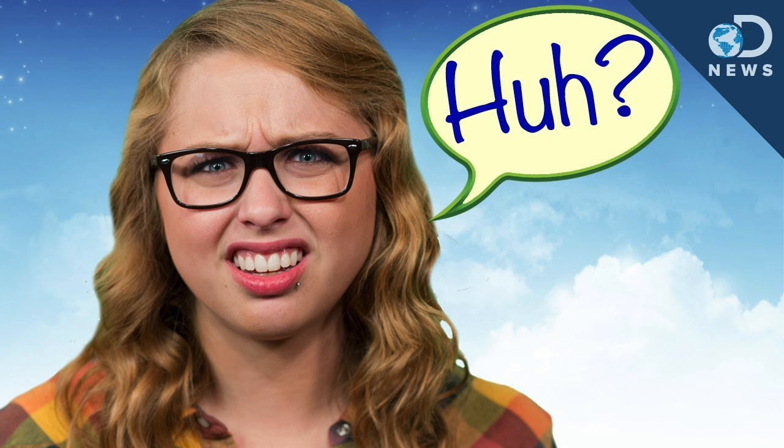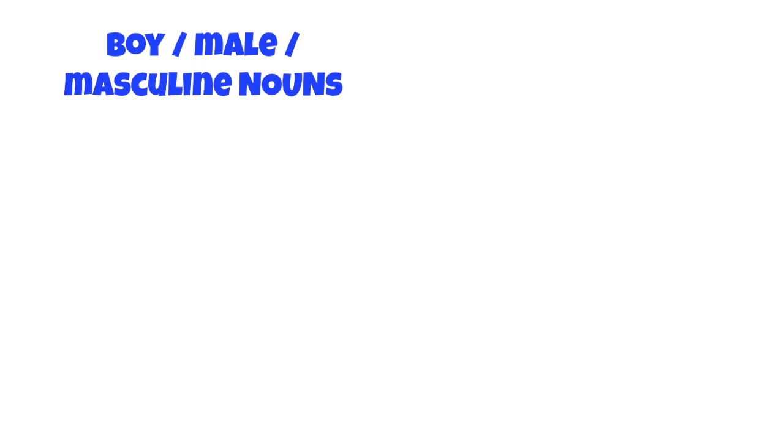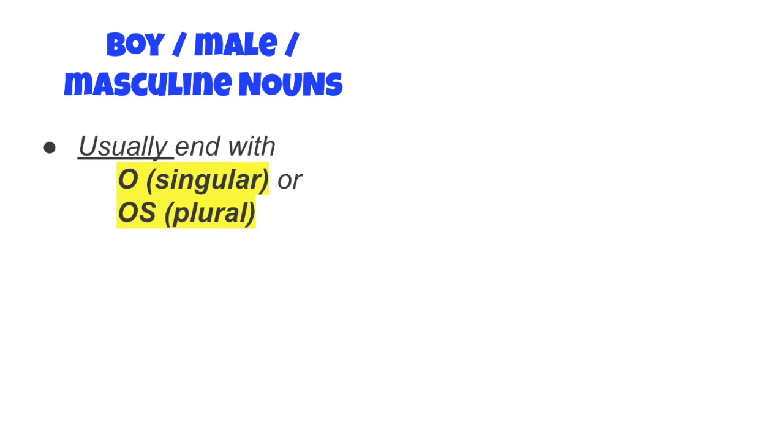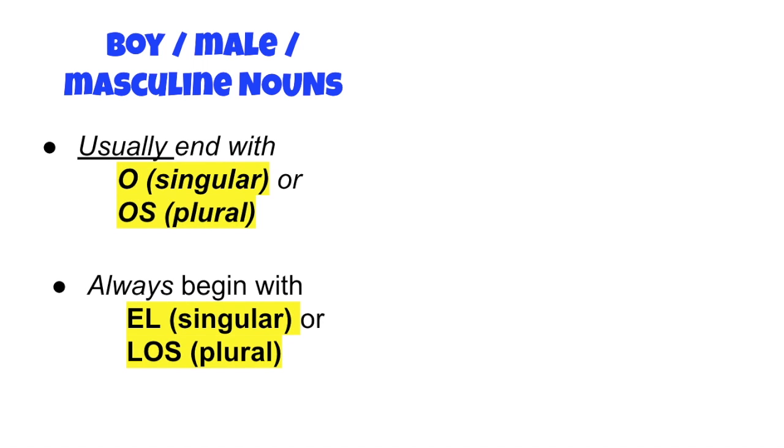Huh? Well, the only way to know for sure is not by looking at the object. You can't use your 5 senses and tell that a clock is male. You need to know the Spanish vocabulary word for that object. Luckily, there are some very simple rules to help you keep it straight. Male or masculine nouns usually end with an O or OS if plural, and always begin with el or los in front.